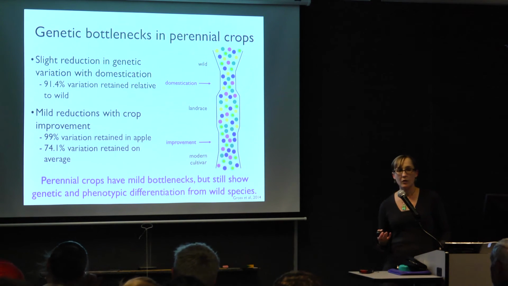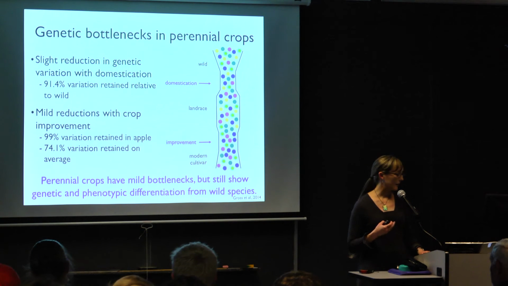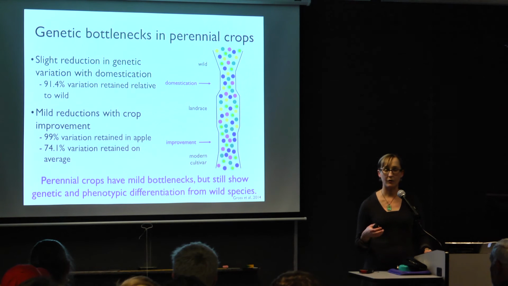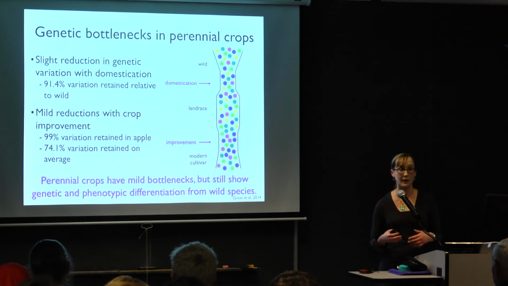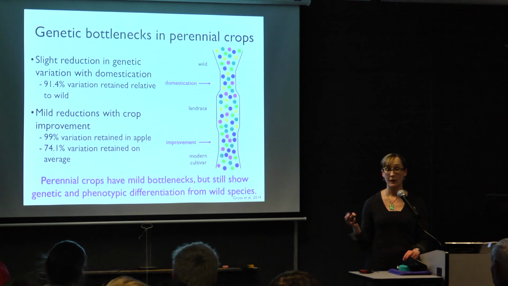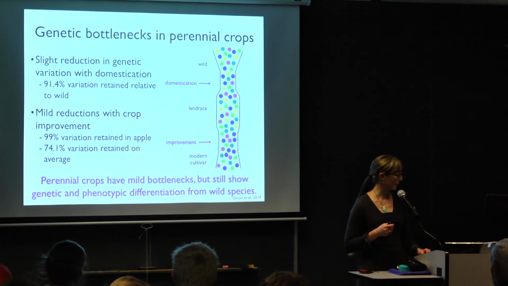So these perennial crops have really mild genetic bottlenecks, but I want to emphasize they still show genetic and phenotypic differentiation from their wild relatives. So if I run a structure analysis on this data, or if I build a network, I can definitely tell the difference between Sieversii and Domestica. But despite that, Domestica still has a lot of the variation that's present in Sieversii. So this is a really different system than what's present in annual crops.